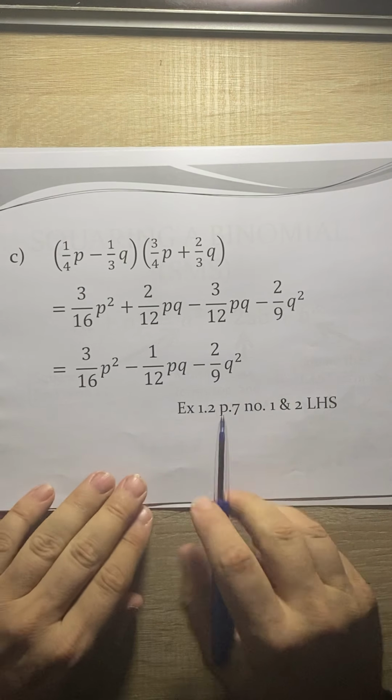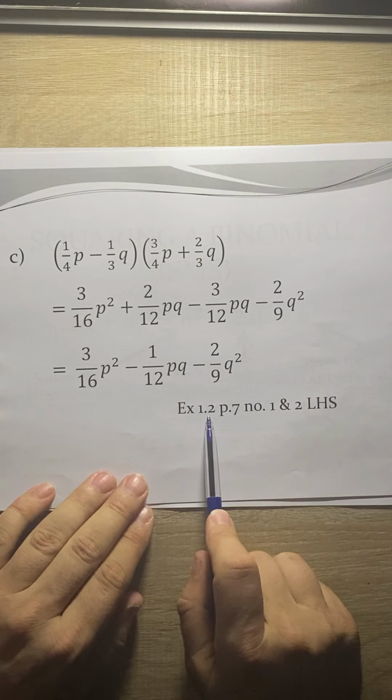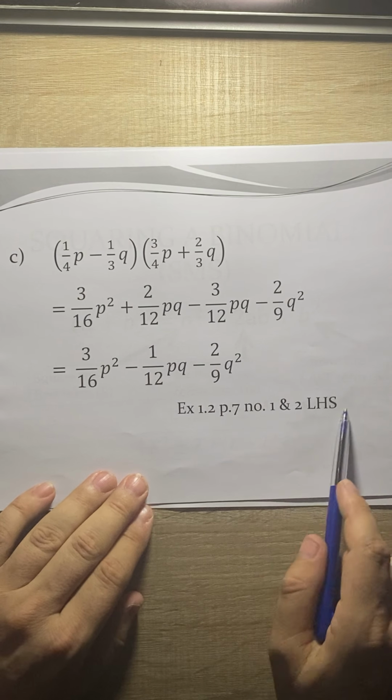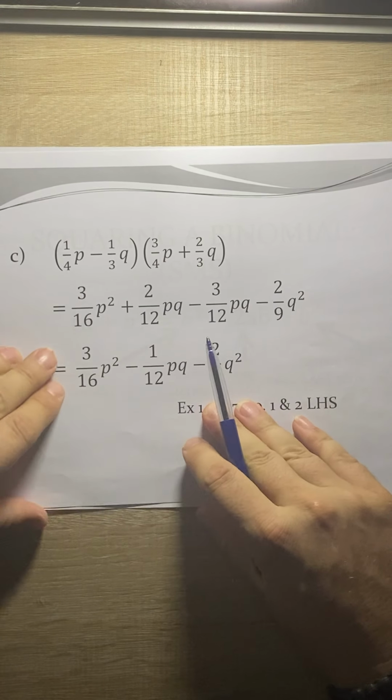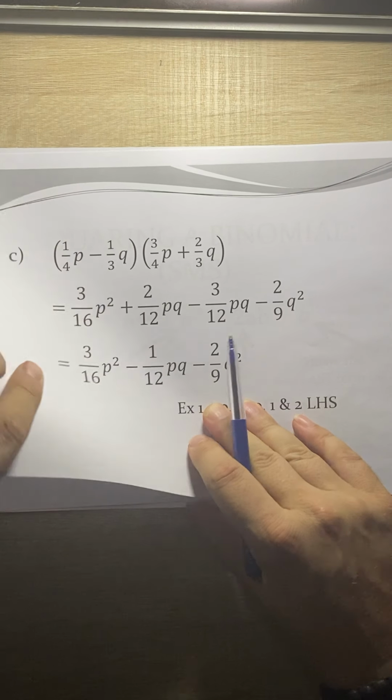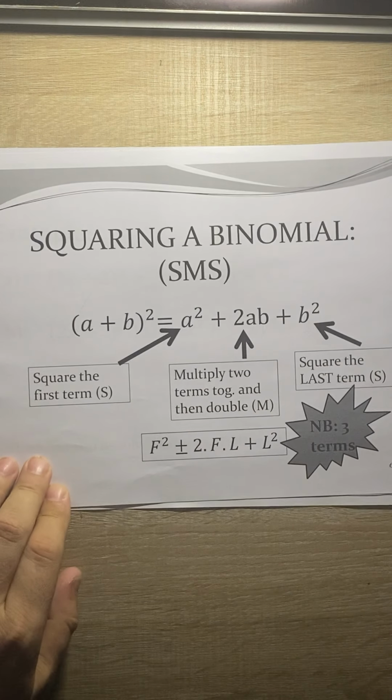Okay, so what I would like you to do from that is exercise 1.2, number 1 and 2, the left-hand side column, please. I'm just going to move on to grade 10s because it's very similar work.